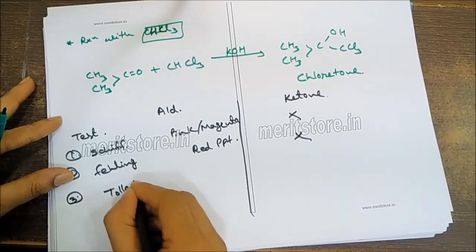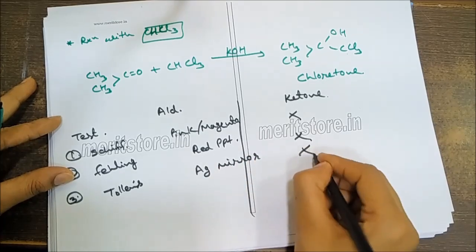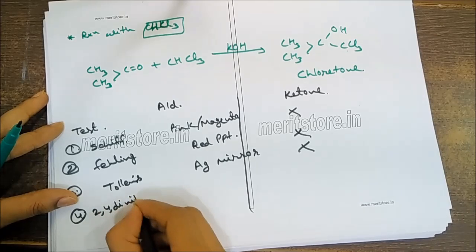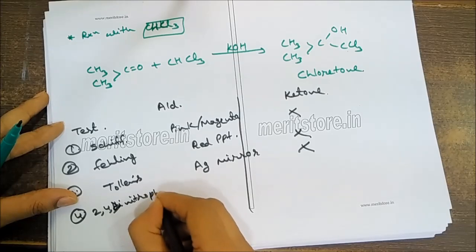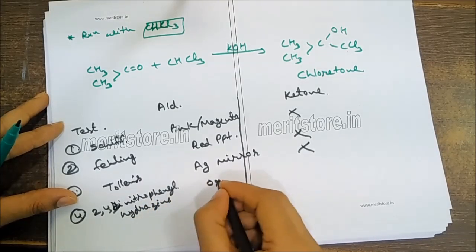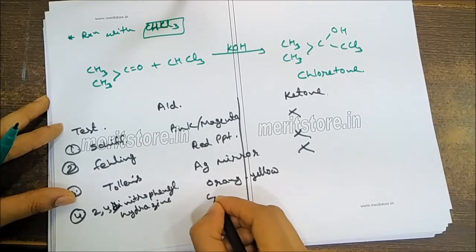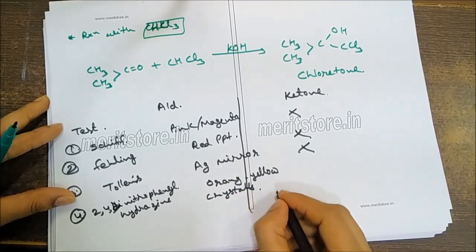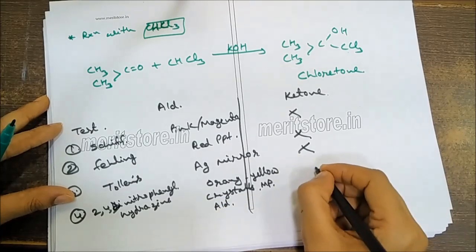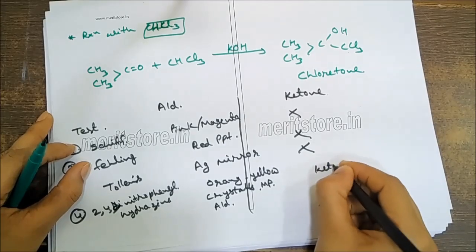Tollens reagent, it will give silver mirror. Ketone will not give this reaction. 2,4-dinitrophenylhydrazine, it will give orange yellow crystals with melting point characteristics of individual aldehydes, and this will give orange, yellow or red crystals with melting point characteristics of individual ketones.